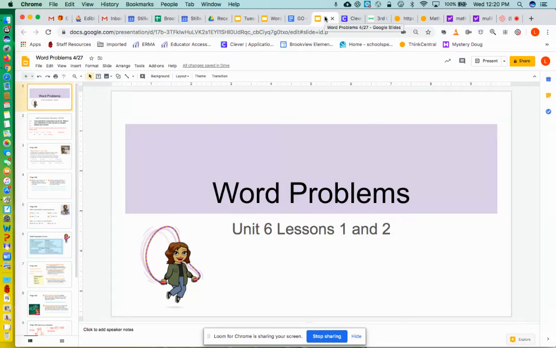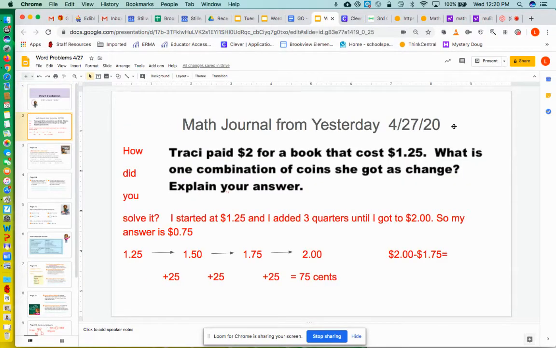Hey, third graders. Today's lesson is called Word Problems. It's Unit 6, Lessons 1, and a little bit of Lesson 2. Before we get started, we are going to look at yesterday's math journal.